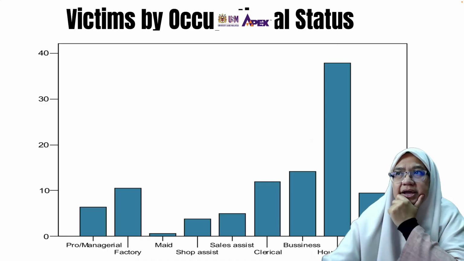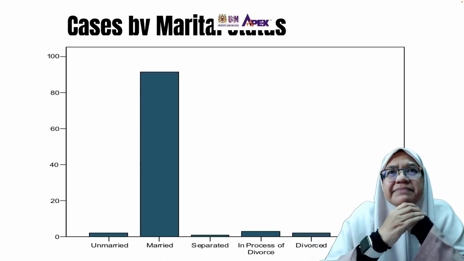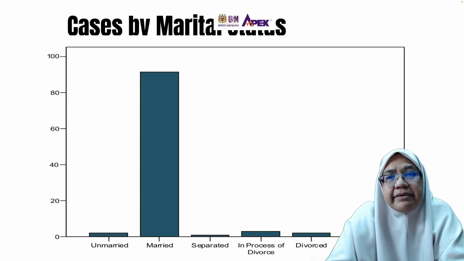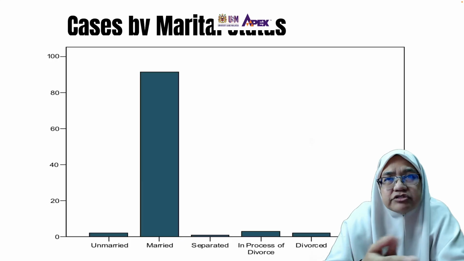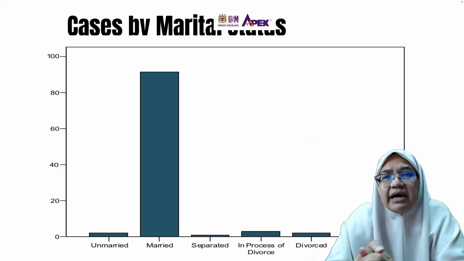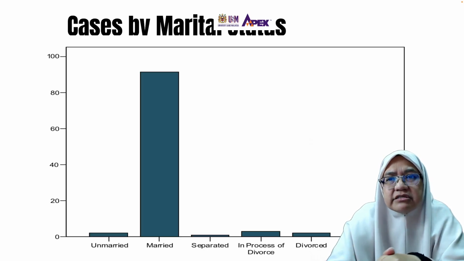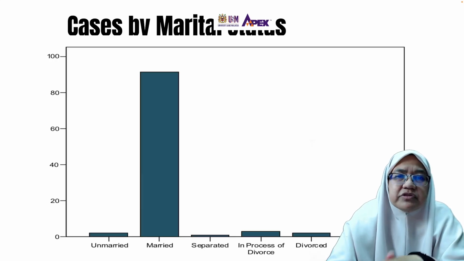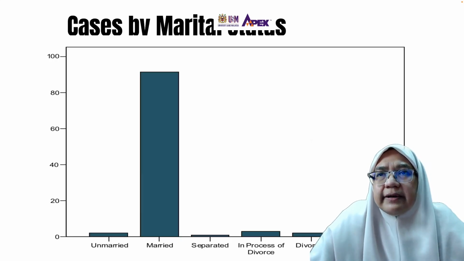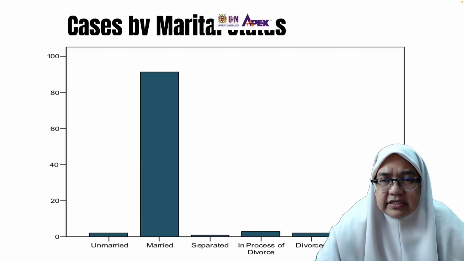perpetrators. What about if you look at the cases by marital status? Most of them are married, and that's why, as I showed just now, pregnancy is one of the risks. Women who are pregnant are at a higher risk of being abused, and 90% of that is done by the father of the unborn, which is sad. And there are a few smaller percentages of unmarried, separated, in the process of divorce, or divorced relationships.